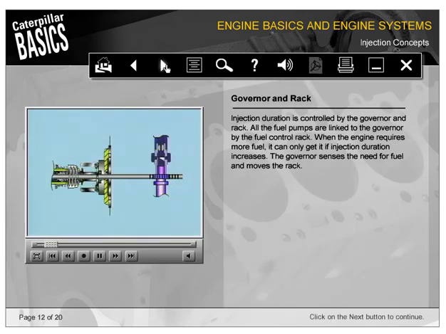Injection duration is controlled by the governor and rack. All the fuel pumps are linked to the governor by the fuel control rack. When the engine requires more fuel, it can only get it if injection duration increases. The governor senses the need for fuel and moves the rack.